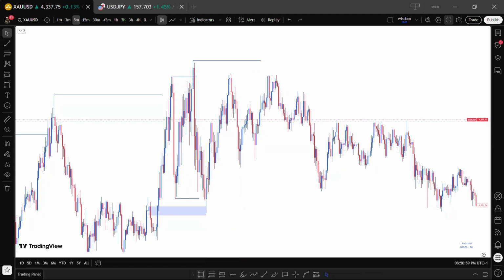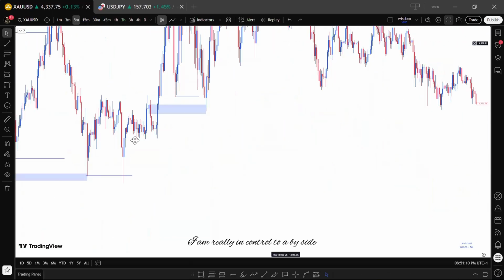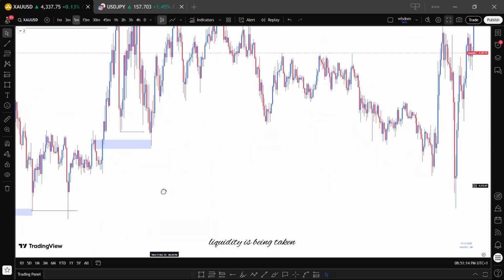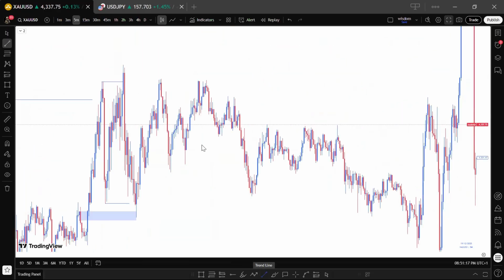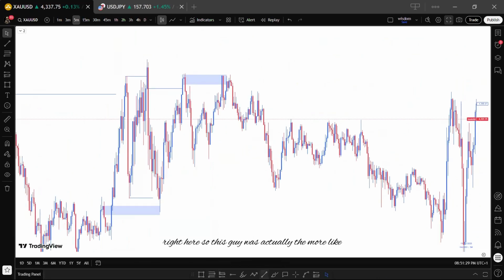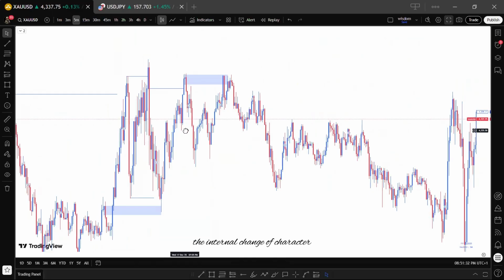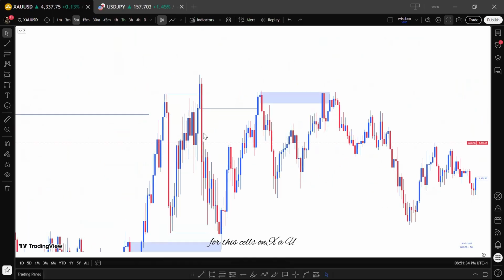Immediately price came and started reacting from its supply. Then I knew that supplies are really in control until a buy side liquidity is taken. So price came and started reacting from this one, then reacted from this supply right here. So this was the internal change of character for these sells on XAU.